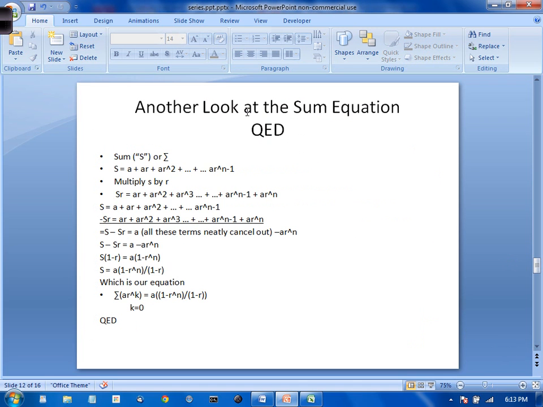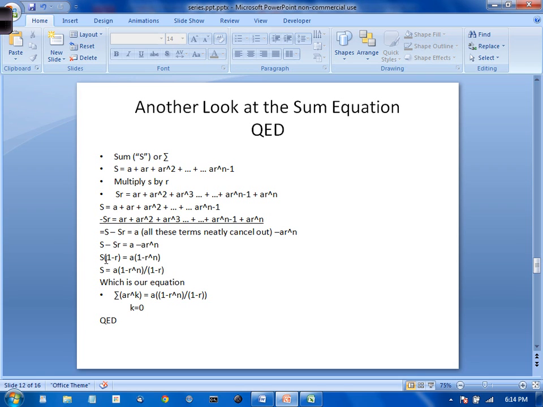Now, let's take a look at the sum equation. So the sum, S or sigma. We know the sum of a sequence is A plus AR plus AR to the second power and so forth, all the way out. Then if we multiply S by R, we get this expression. If we subtract that expression from the original expression, we finish up with S minus SR equals A minus AR to the N. Yeah, I got it right.